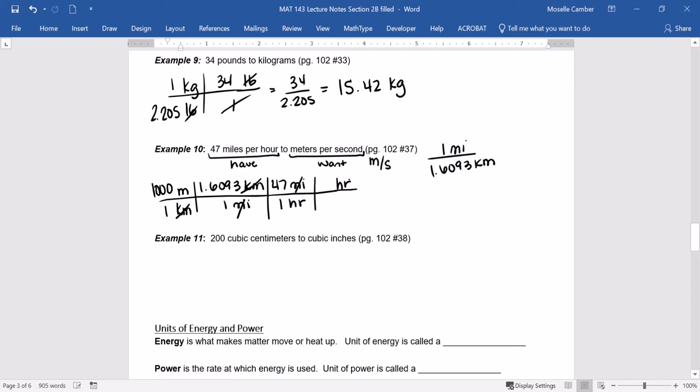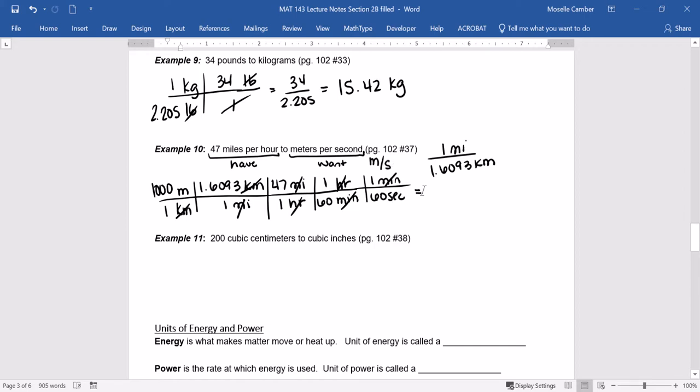So I know I need hour up here to cancel. Now I don't know exactly how many seconds are in an hour, but I do know how many minutes are in an hour. So I know that 1 hour is 60 minutes. And I do know that 1 minute is equal to 60 seconds. So hours cancel, minutes cancel. Now what I'm left with is meters in the numerator and seconds in the denominator, which is what I want.